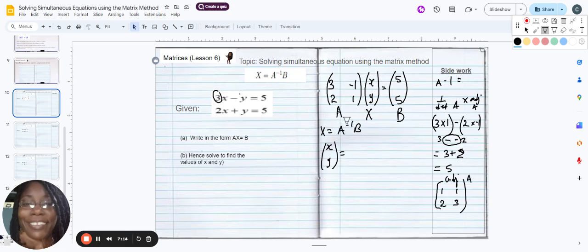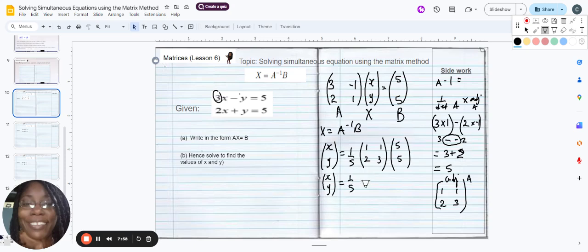So according to this, we need to write the A inverse, which is 1 over the determinant of A, and we found our determinant of A to be 5. And next to it, we are going to write the adjoint, which is 1, 1, 2, 3. Next to that, we are going to write our B, because that's what the formula says. Okay? Our next move is to multiply this 2 by 2 matrix by this 2 by 1 matrix to get a single matrix, okay? So it means therefore I'm going to write back everything that I'm not going to be using, which is the x and the y.